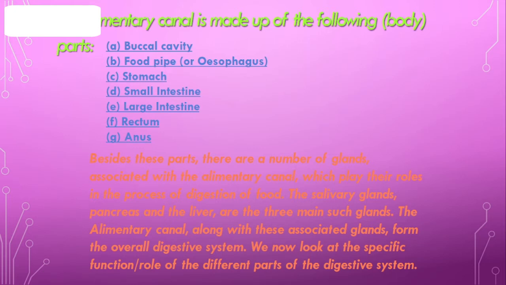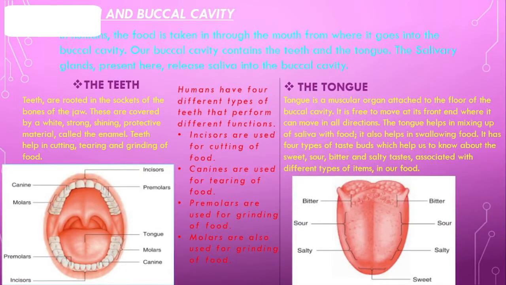We now look at the specific function or role of the different parts of the digestive system. Let us study about mouth and buccal cavity. In humans, the food is taken in through the mouth from where it goes into the buccal cavity. Our buccal cavity contains the teeth and the tongue.